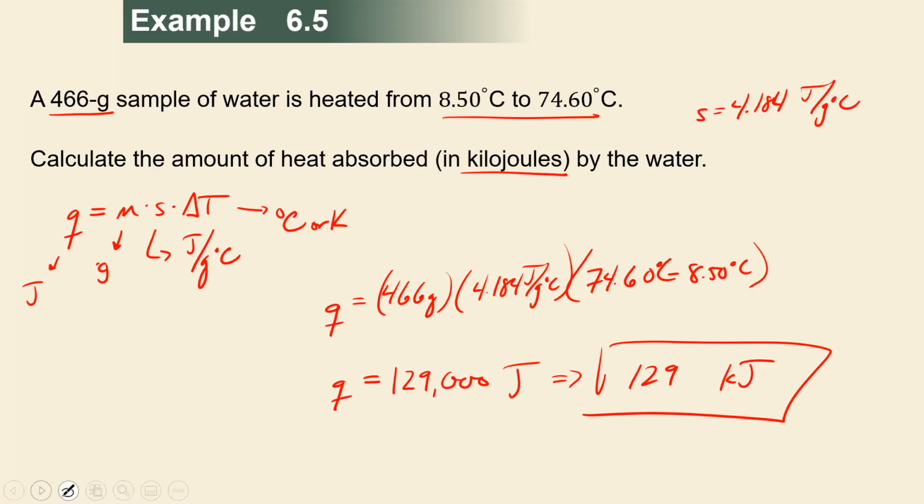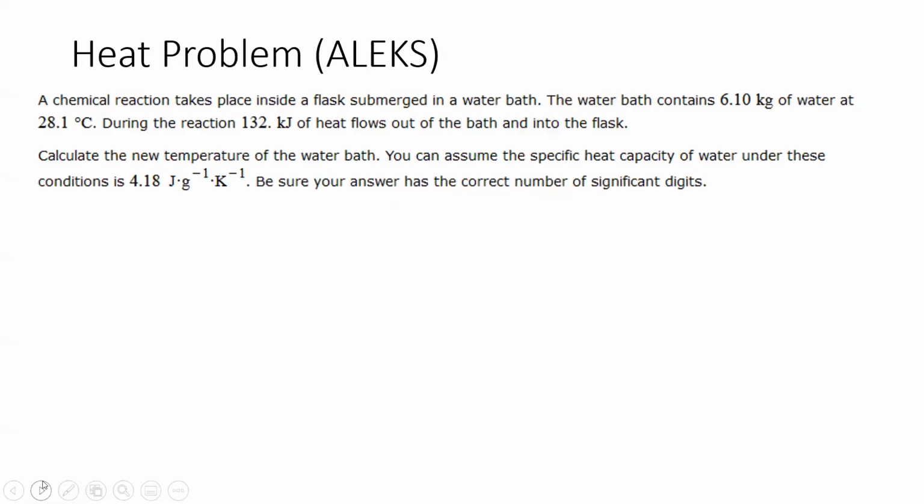Okay. So here's what that kind of question looks like in Alex. We have a water bath with 6.1 kilograms of water. Starts out at 28.1 degrees C. During that reaction, 132 kilojoules of heat flows out of the bath and into the flask. We're looking for the new temperature.